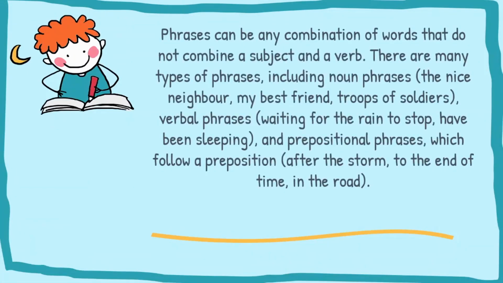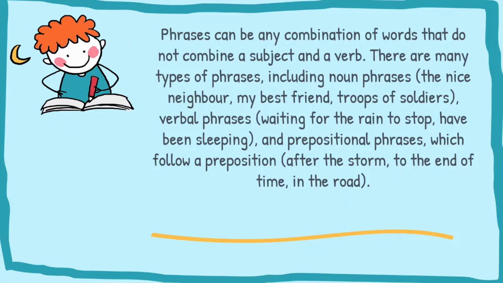Phrases can be a combination of words that do not combine a subject and a verb. They will just act as a part of the sentence, right? So what are the types of phrases that we come across? We have noun phrases, we have verbal phrases, and we have prepositional phrases. Let's check out some examples.